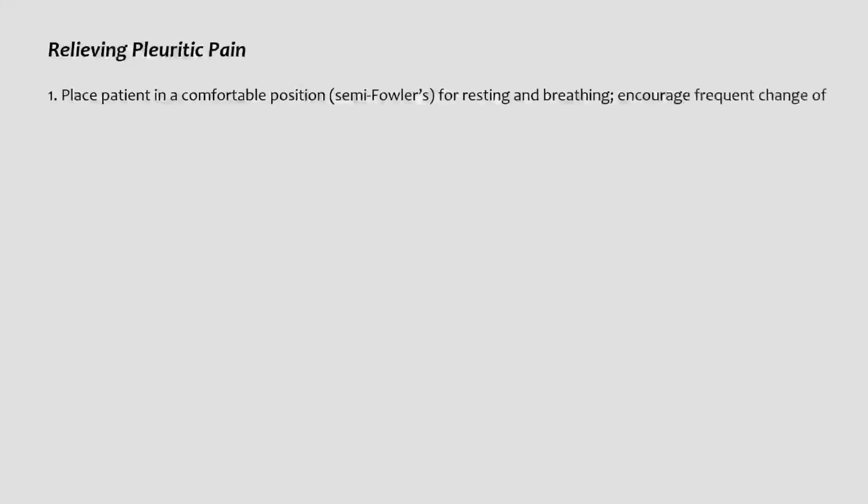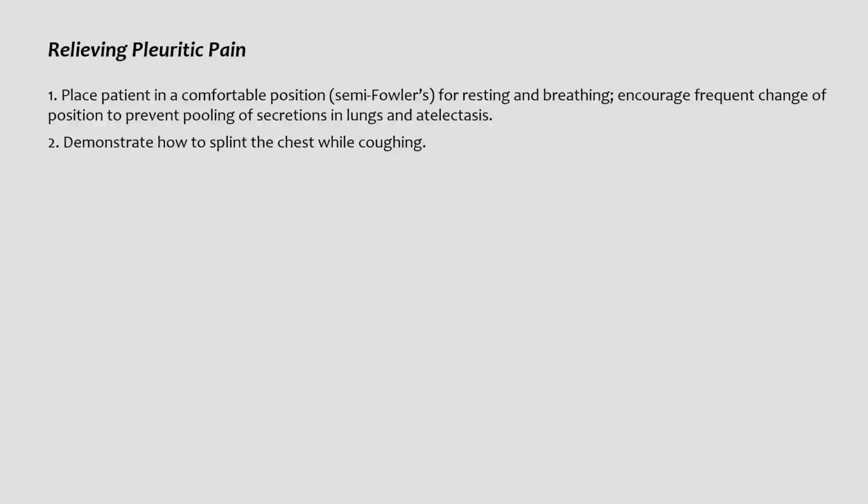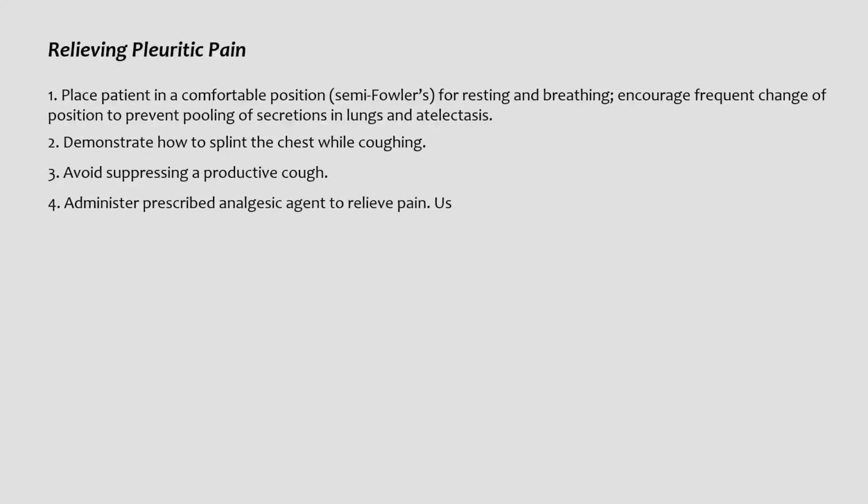Moving on with relieving pleuritic pain. First is to place the patient in a comfortable position, semi-Fowler's, for resting and breathing. Encourage frequent change of position to prevent pooling of secretions in the lungs and atelectasis. Next is to demonstrate how to splint the chest while coughing. Avoid suppressing a productive cough. Administer prescribed analgesic agent to relieve pain. Use opioids cautiously in patients with a history of COPD.